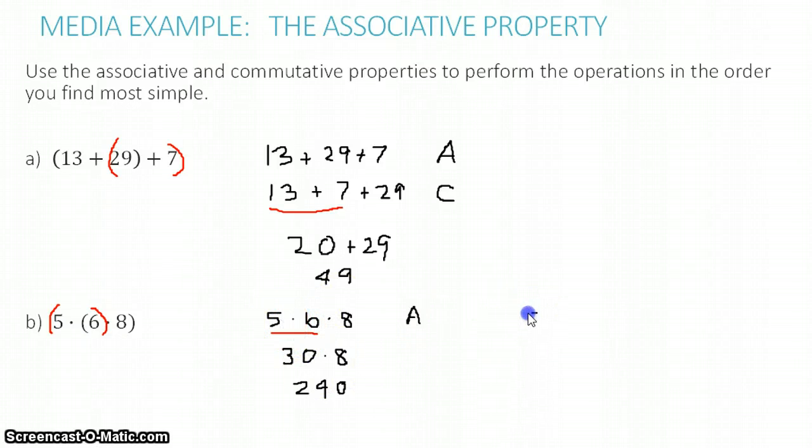So I didn't use the commutative property in this problem, but if I had wanted to, I could have done 5 times 8 times 6, and that would have given me 40 times 6, which is also 240, so our results are consistent.